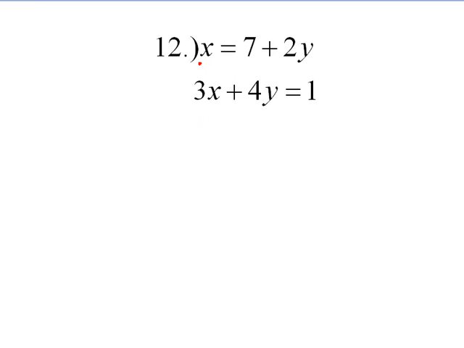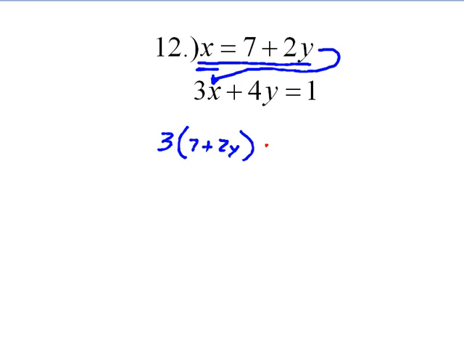Now luckily, we already have an answer for x. And it says to substitute that, solve for one of the variables, which we've already done, and then substitute that into the second equation. So let's write that out. 3 times 7 plus 2y plus 4y equals 1.